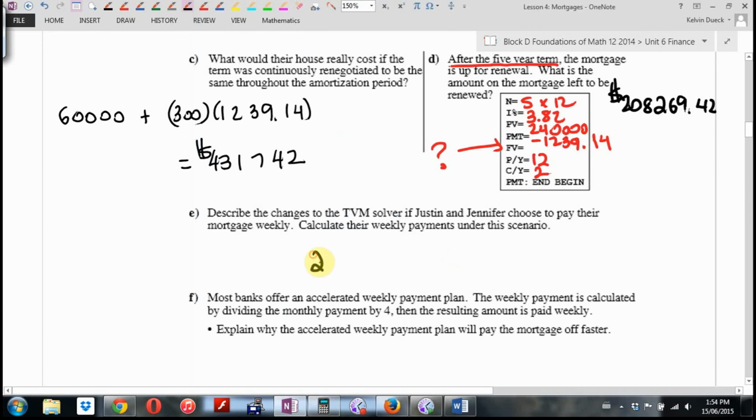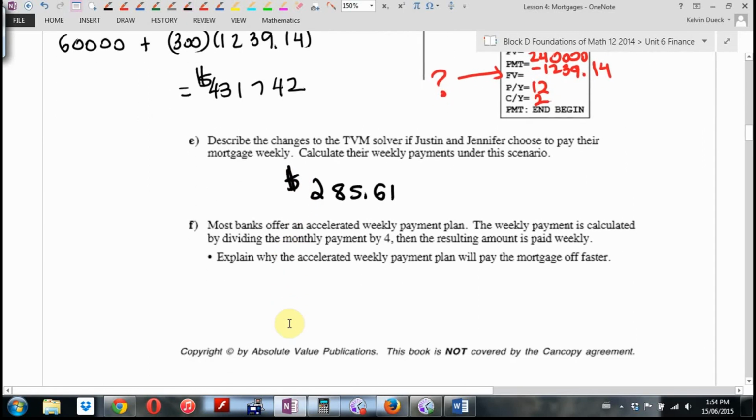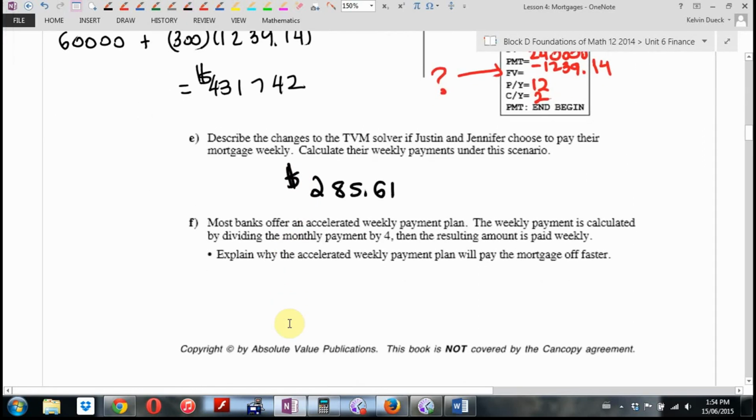$285.61. Says most banks offer an accelerated weekly payment plan if you want it. The weekly payment is calculated by dividing the monthly payment by 4, and the resulting amount is paid weekly. Why does this pay it off faster? Because they start paying off your interest. Those 3 extra payments during the month add up after a while, in that you're having a few extra cents shaved off the interest every time.